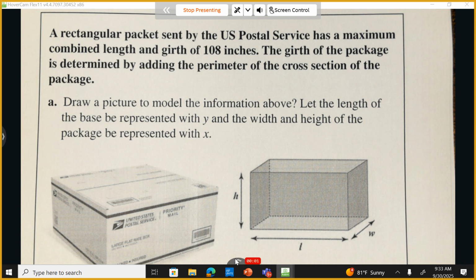A rectangular package sent by the U.S. Postal Service has a maximum combined length and girth of 108 inches. The girth of the package is determined by adding the perimeter of the cross-section of the package. Draw a picture that models the information above.